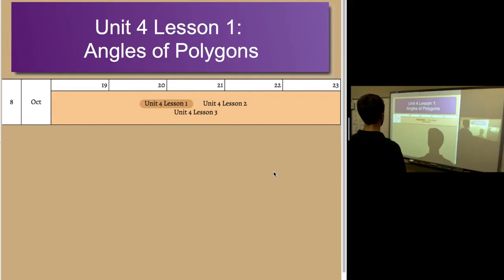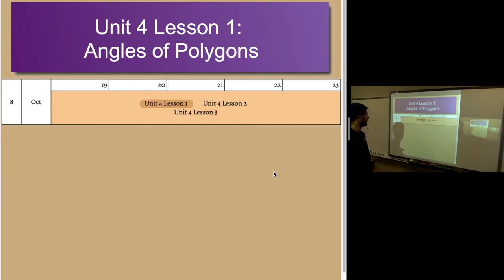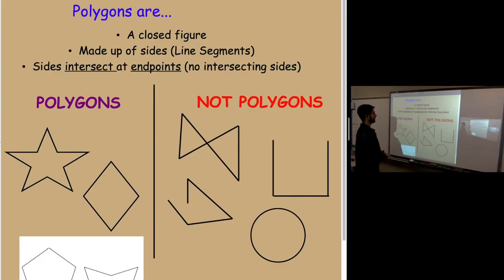Anyway, where were we? Oh yeah, to start it out, we have lesson one, angles of polygons. And before we start this out, we need to know what polygons are and are not. Polygons are characterized by these three characteristics. It is a closed figure made up of sides, line segments, and sides intersect at the endpoints. They do not intersect at the sides.